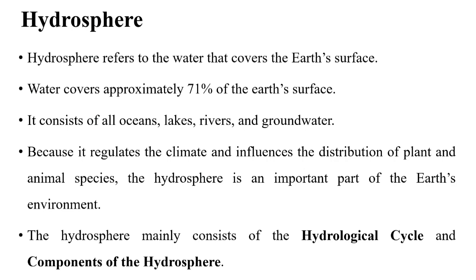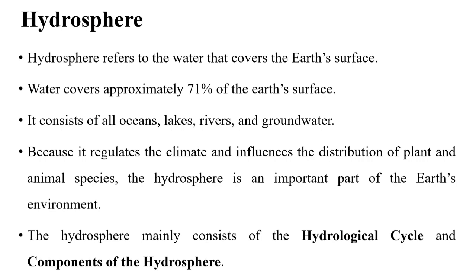As I have already said, the atmosphere contains the air which covers the earth and the celestial bodies. And what is hydrosphere then? It refers to all the water that covers the earth's surface. Water covers approximately 71% of earth's surface and consists of ocean, lakes, rivers and groundwater.